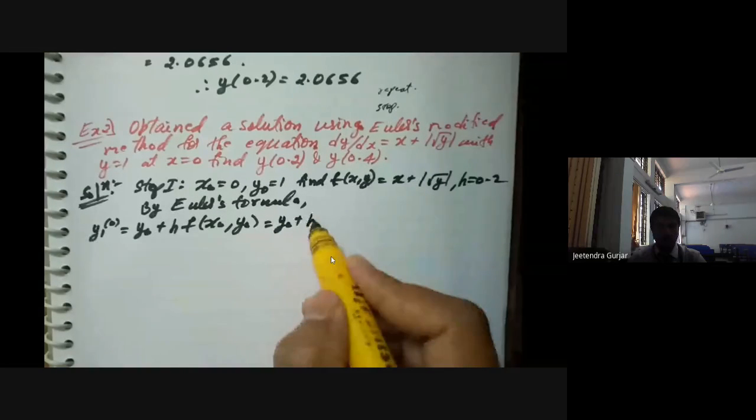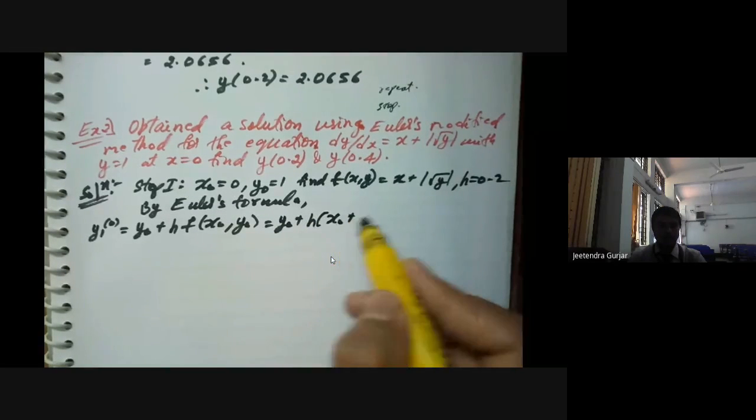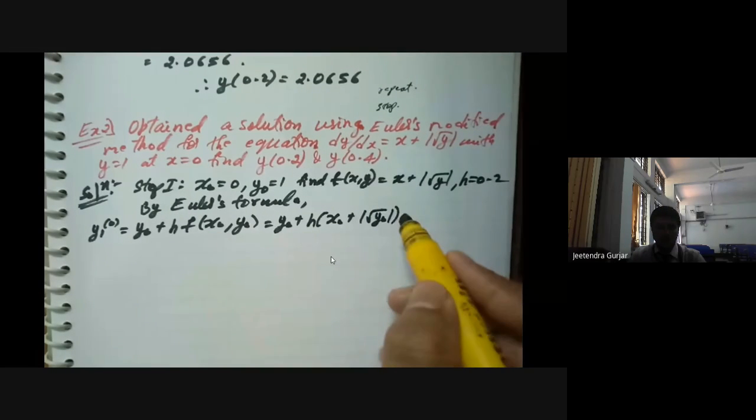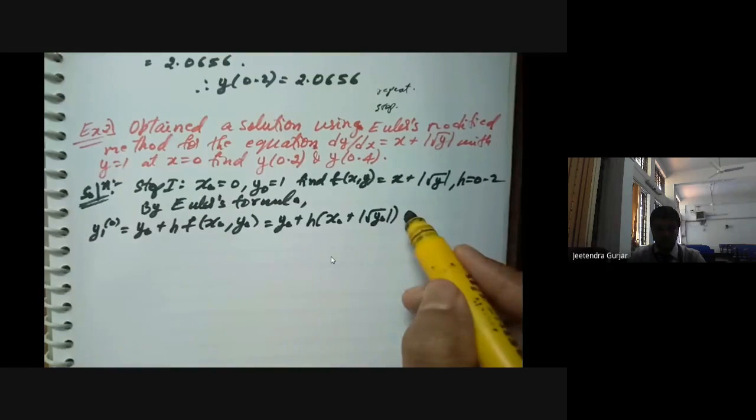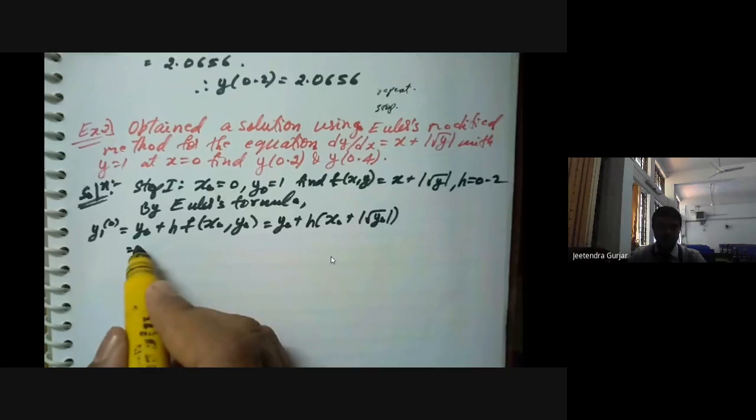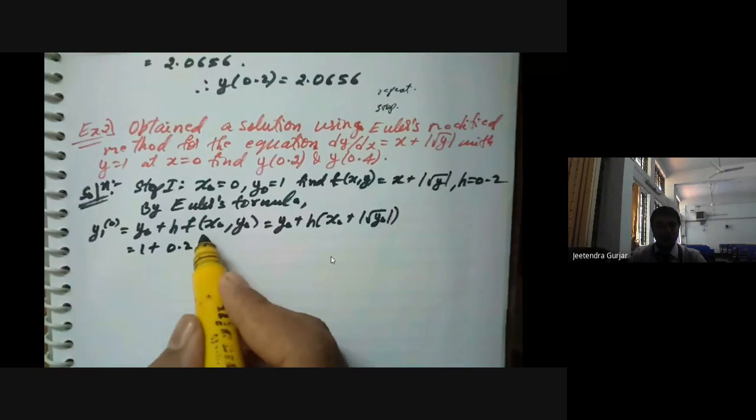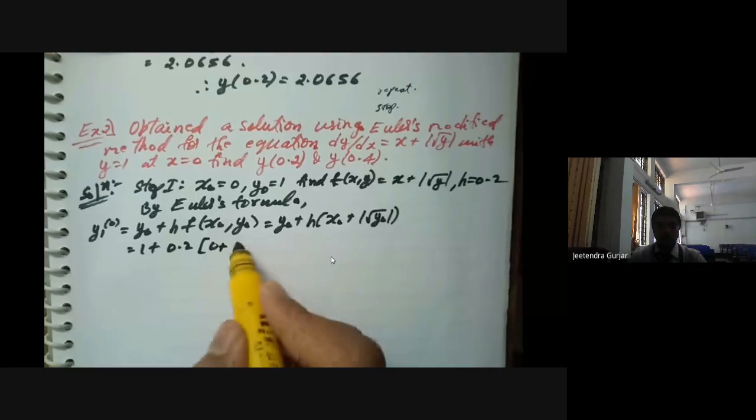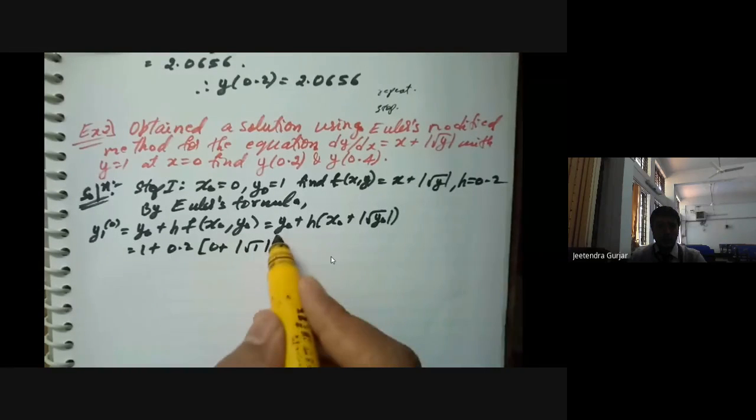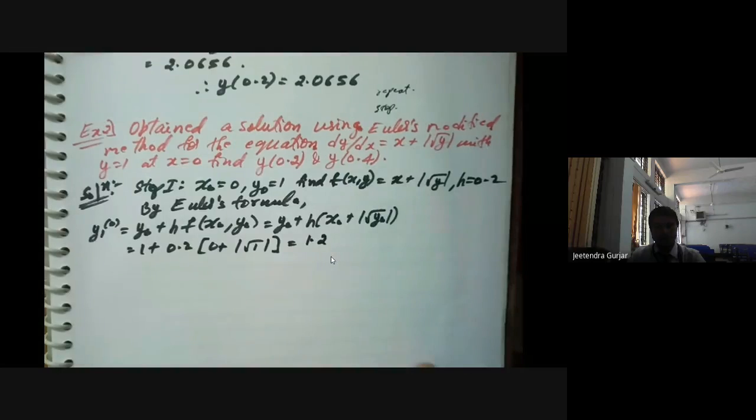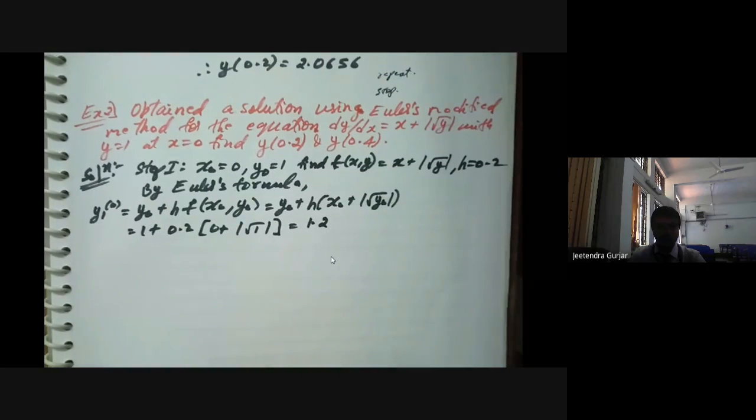So substitute all the values, students. So one by one you can see y naught is nothing but 1 and h is nothing but 0.2. x naught is 0 and y naught is 1. So I think everybody must get like this: 1 plus 0.2 into 0 plus modulus of square root 1, which is equal to 1.2, students. So this is by using Euler's formula. Previous class we have done.